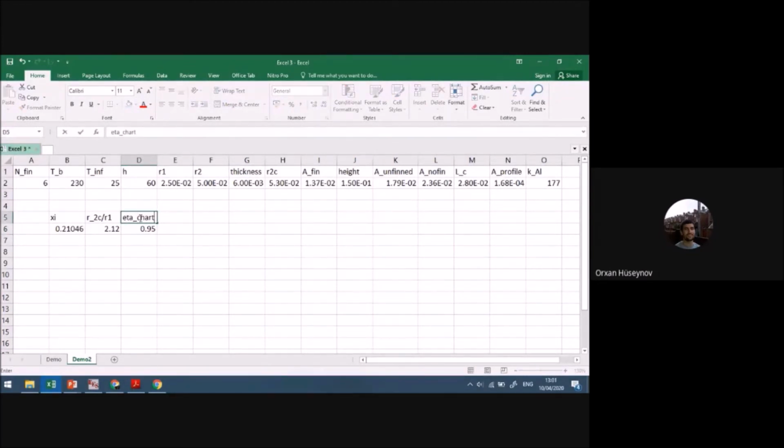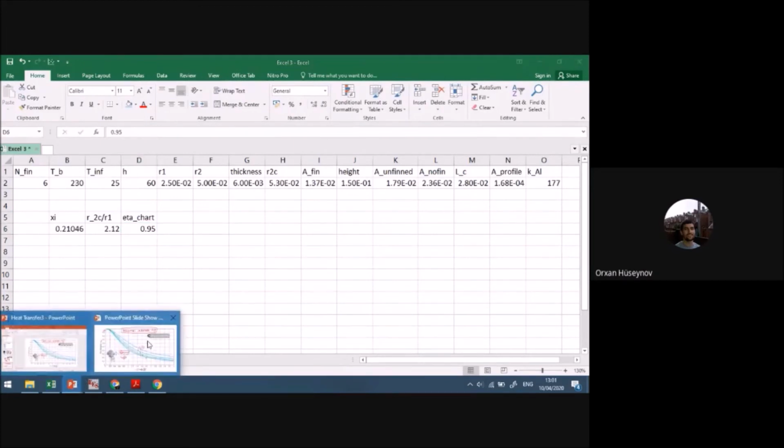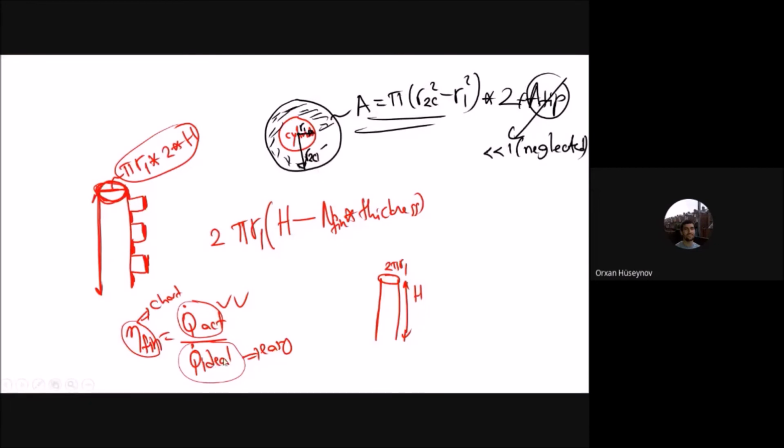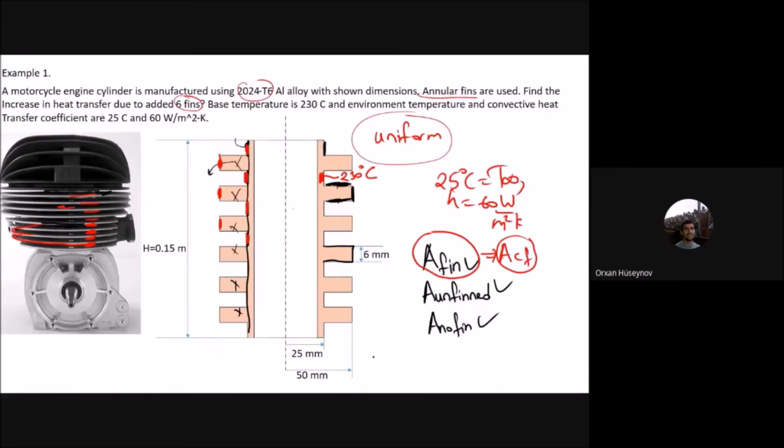The time is to calculate the Q dot actual. We know the efficiency. Now we can find the Q dot ideal. The heat transfer from the ideal fin is equal to h into the fin area. Now we'll use the corrected fin area, multiplied with the temperature difference, delta T. For our case, the temperature difference is 230 minus 25.